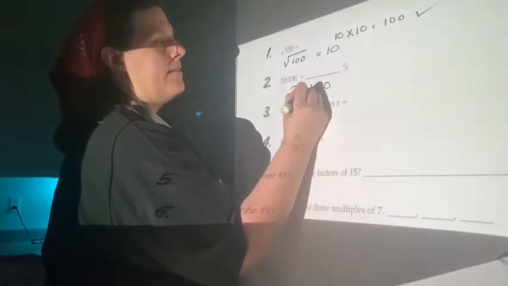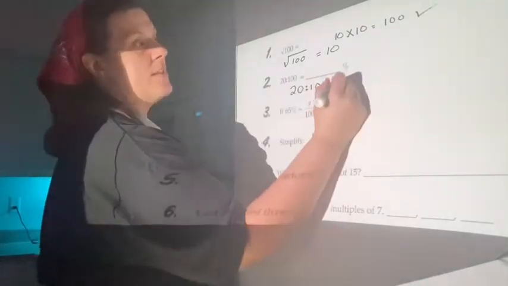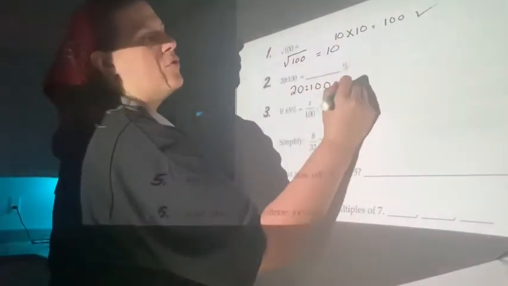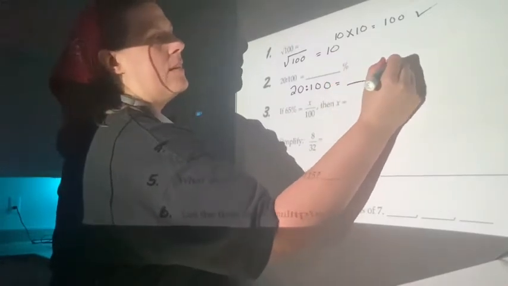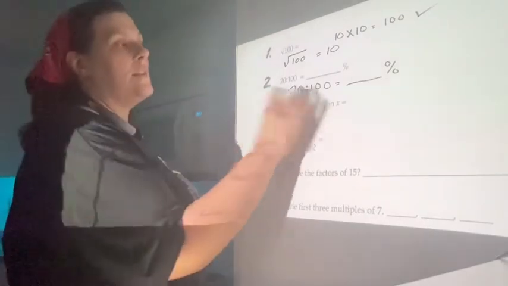20 out of 100. That's what those two little dots mean. It's a probability question. What is the probability? So we're trying to find the percentage. And we talked about this system last week.